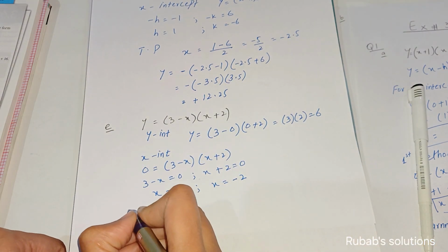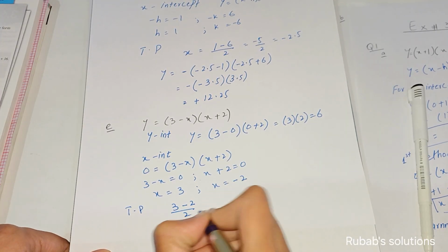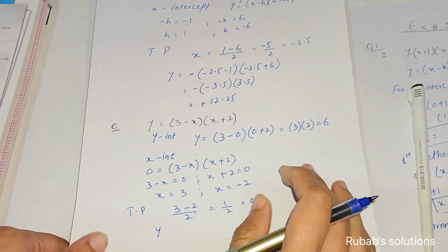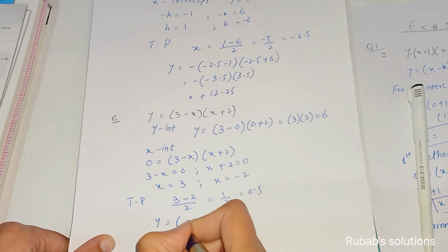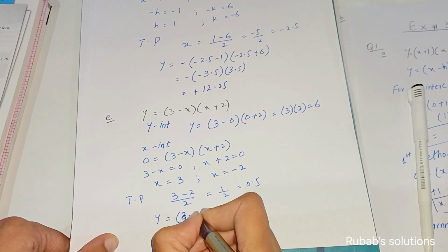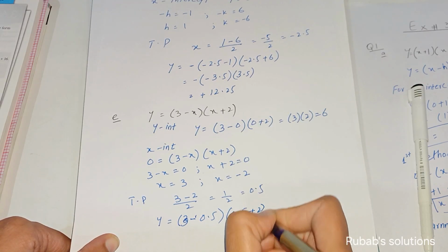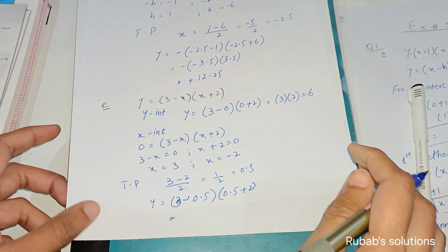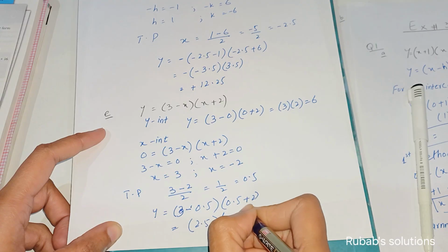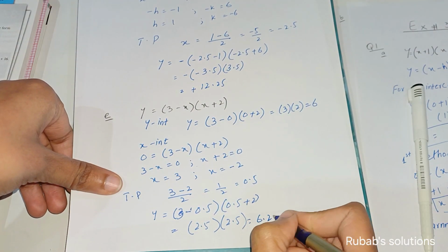Okay, the last values, the turning point. For the turning point x coordinate, (3 minus 2) divided by 2, so it will be 1 by 2, that is 0.5. And for the y coordinate I have to put the value over there: (3 minus 0.5)(0.5 plus 2). So 3 minus 0.5 is 2.5, and 0.5 plus 2 is also 2.5. Multiply them, and the answer is 6.25.